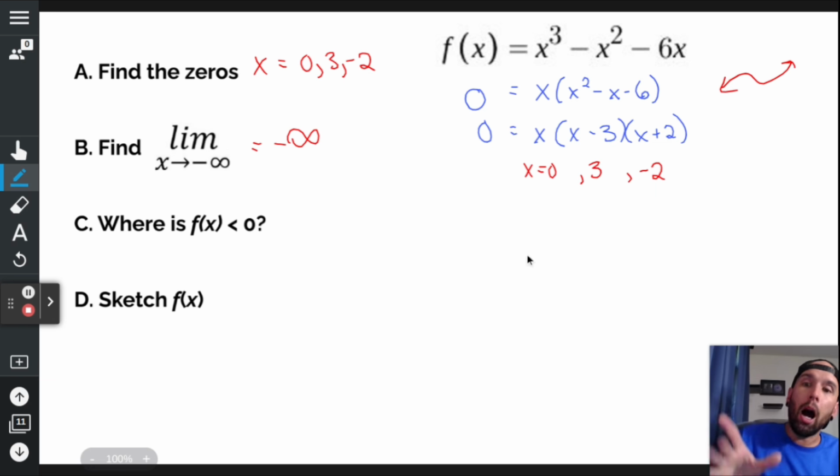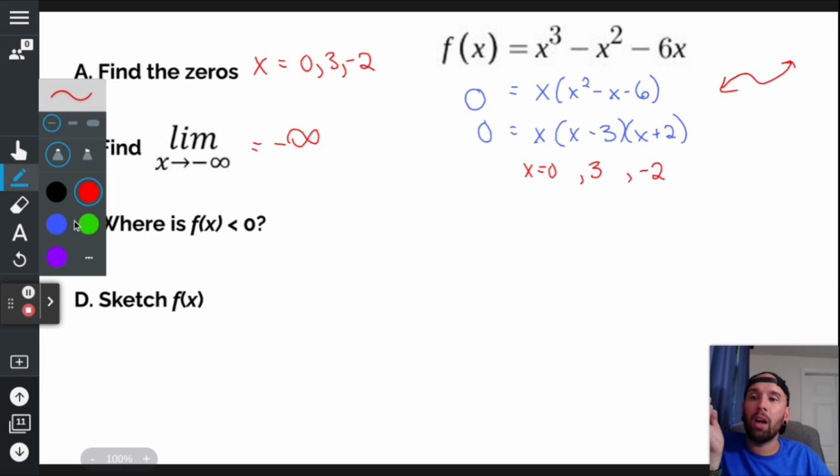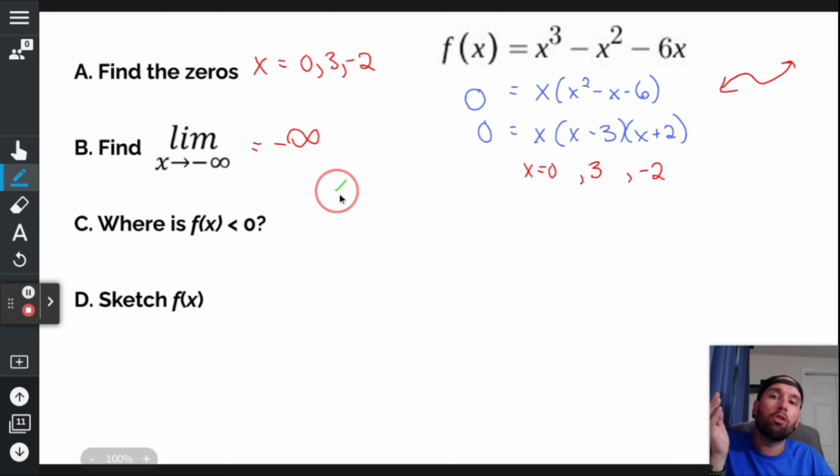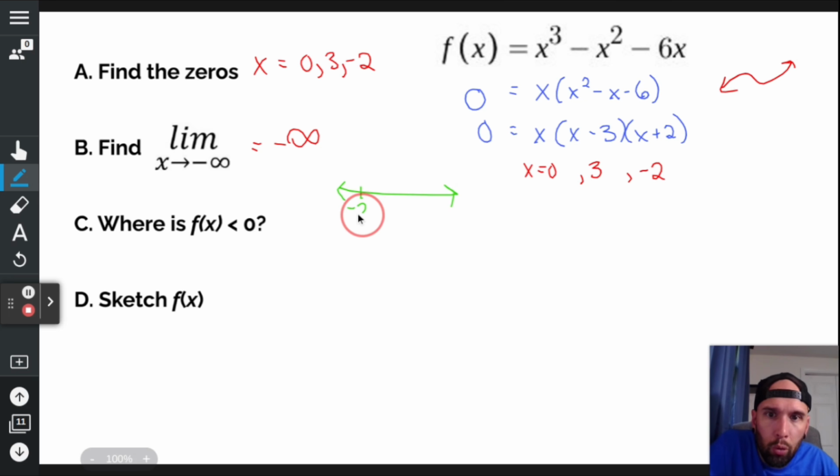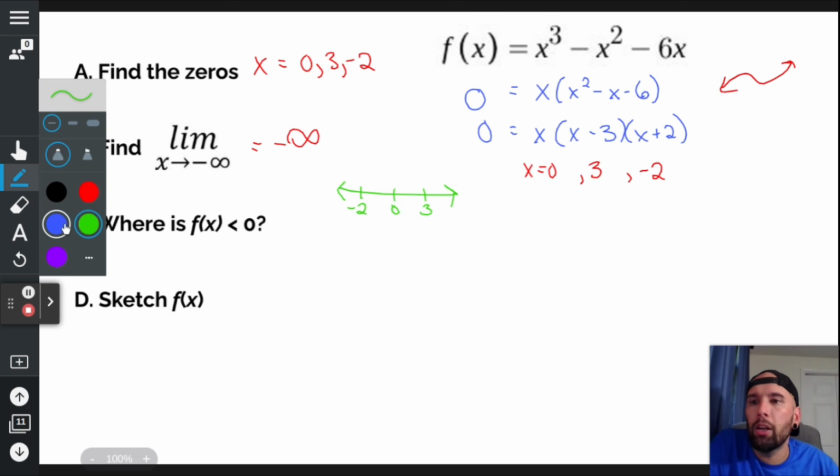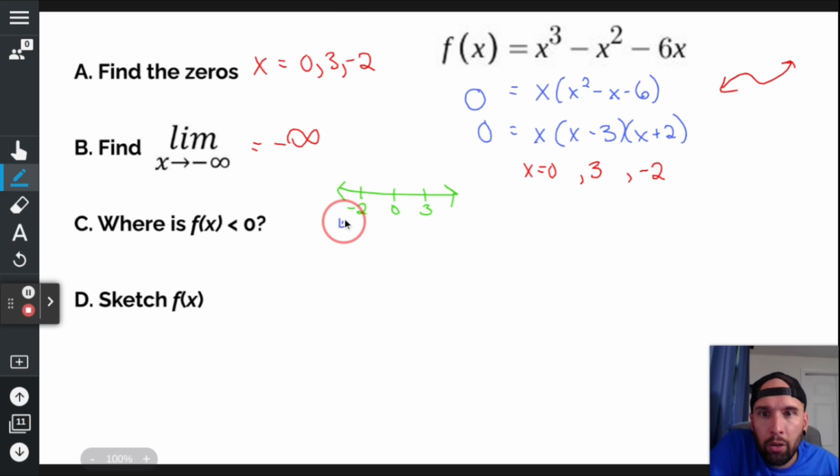Now, I'm asking you, where is f of x negative? That requires us to make a sign graph just like I did last time. I'm going to put my zeros on it in order: -2, 0, 3. My graph is a cubic, which starts at the bottom left, goes up through -2, peaks out, goes down through 0, bottoms out, and goes up through 3.